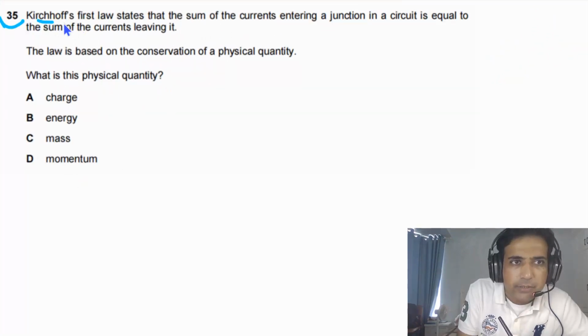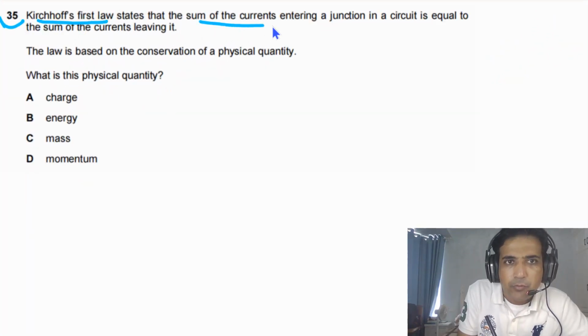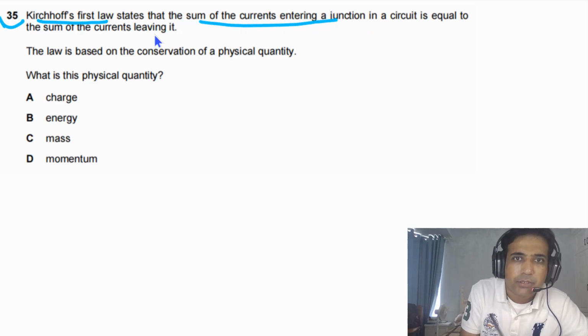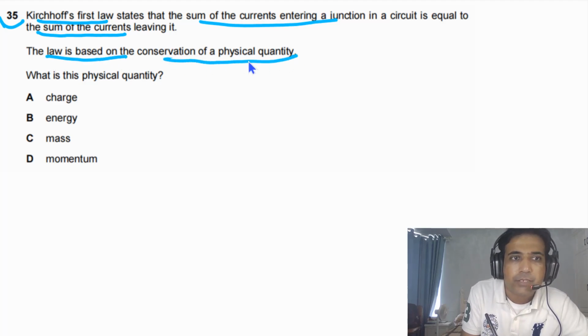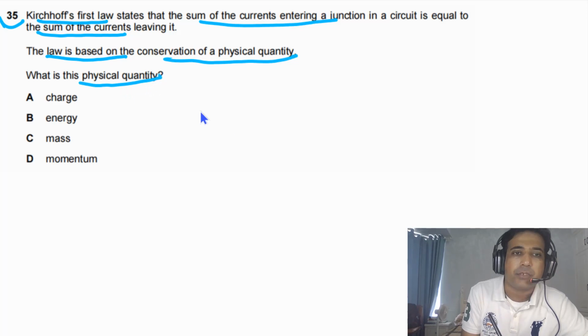Question 35 says Kirchhoff's first law states that the sum of the currents entering a junction in a circuit is equal to the sum of the currents leaving the junction. The law is based on the conservation of a physical quantity. What is this physical quantity?